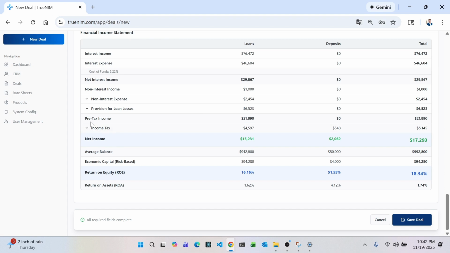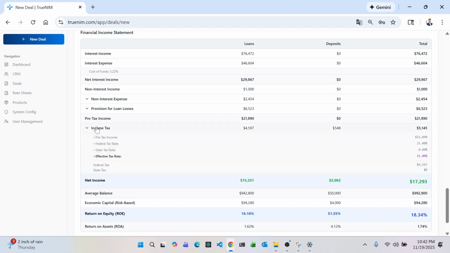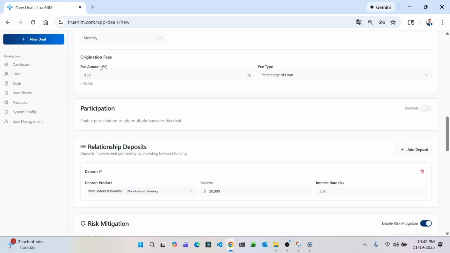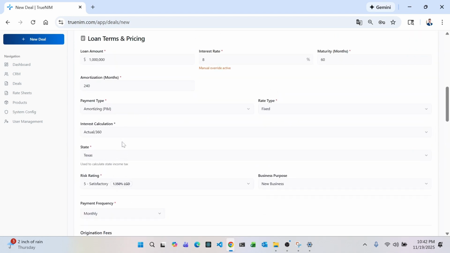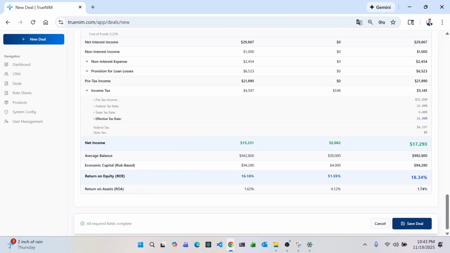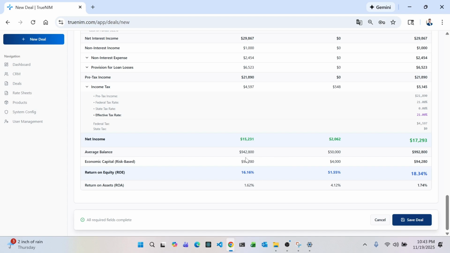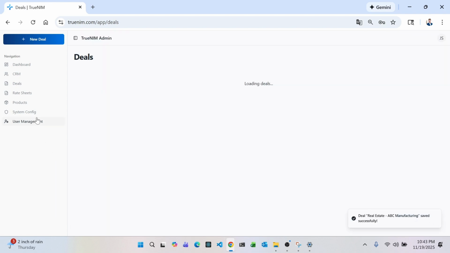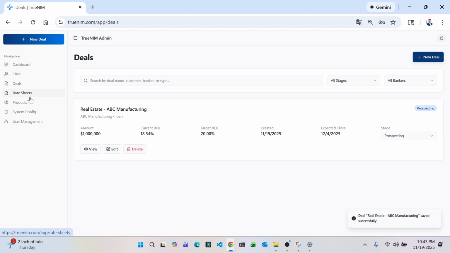Going down, you can see your pre-tax income as well as your income after taxes, after the state and federal tax have been taken into account. We're using Texas here, but if I switch it to a state that had a higher tax rate, that would impact that. But then you go down, you can see what your average balance is going to be over the lifetime of this loan, the capital that you're going to be allocating to it, and ultimately what your ROE and ROA is going to be. I'm going to save the deal here, and then we're going to look at some of the back-end stuff that is helping drive these outcomes.